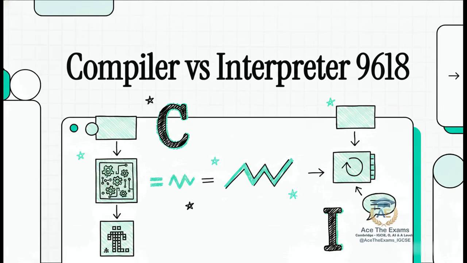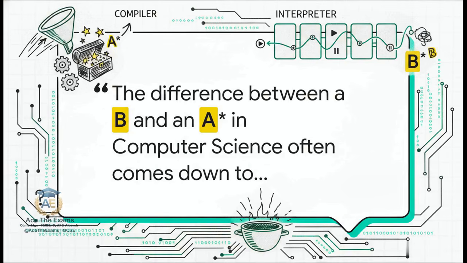By the end of this explainer, you are going to know exactly how to avoid the traps that Alex and Sam fall into and how to write answers that practically force the examiner to give you top marks. To set the stakes right out of the gate, I want you to listen to this quote straight from a Cambridge senior examiner. They said, "The difference between a B and an A-star in computer science often comes down to how well you understand compiler versus interpreter, benefits and drawbacks."